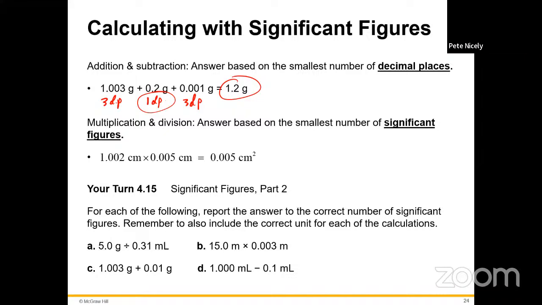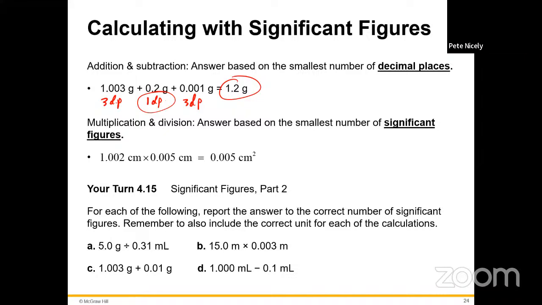1.003 plus 0.2 plus 0.001. Okay, so you're right. It gives you 1.204. So you have to round that off to the first decimal place, which is 1.2. All right, so that's what you do for addition and/or subtraction. Okay, so that's the rule for addition and subtraction.